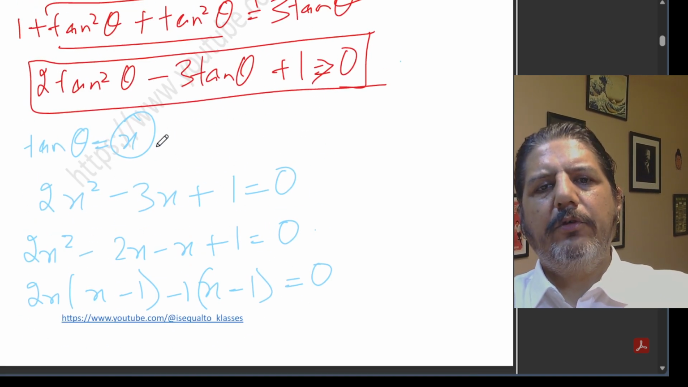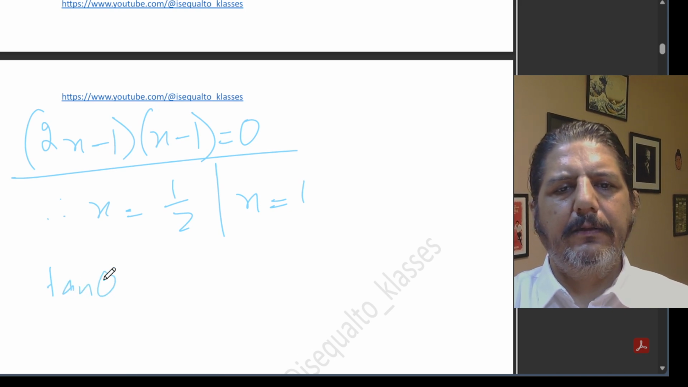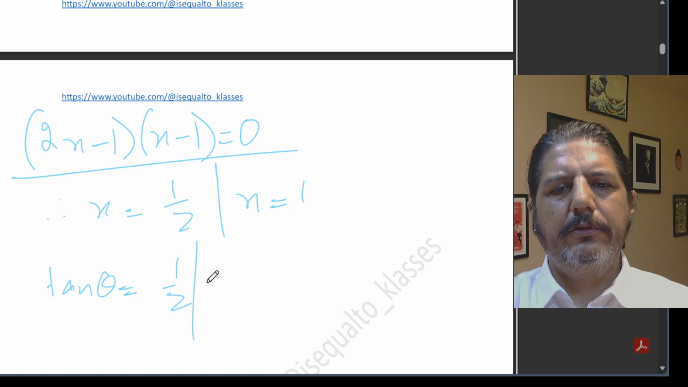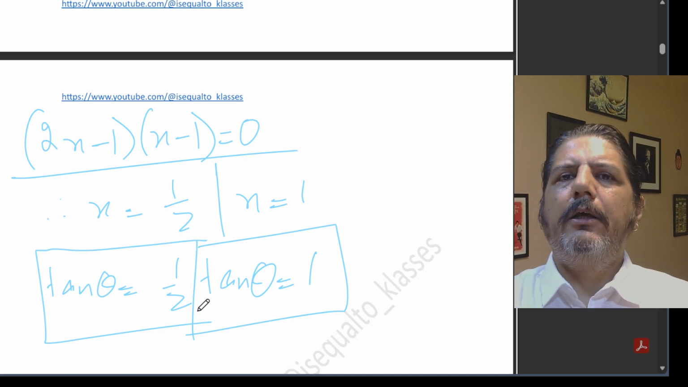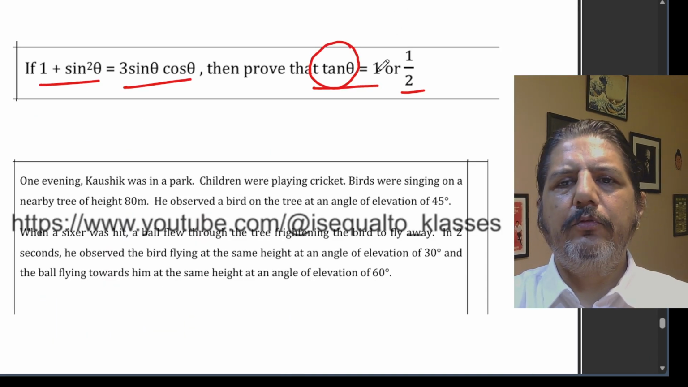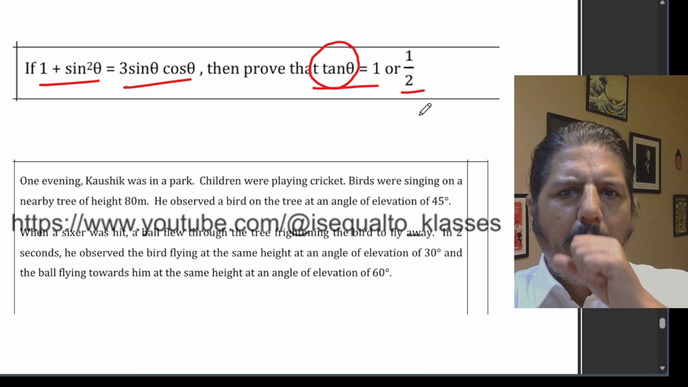Now, my x was actually tan theta, which implies tan theta is equal to half or tan theta is equal to 1. And that is what needs to be proved, that tan theta is equal to 1 or tan theta is equal to half.